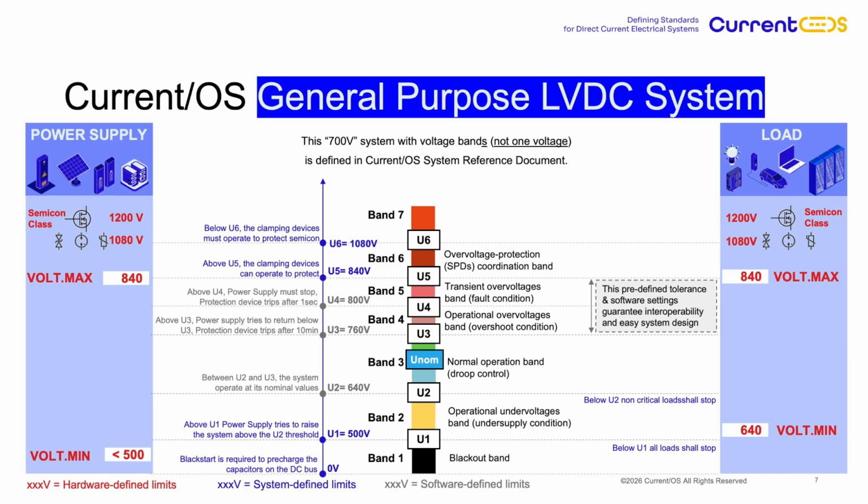Coordination is critical here. If one large device clamps at 2000 volts while a nearby LED driver clamps at 1000 volts, the smaller device, with its limited surge absorbers, like MOVs or TVS, will absorb all the transients and fail prematurely. Proper coordination is essential to manage these transients effectively and protect all components. These bands, U3 to U4, U5 to U6, represent voltages above nominal. Now let's address what happens when voltages drop below nominal.